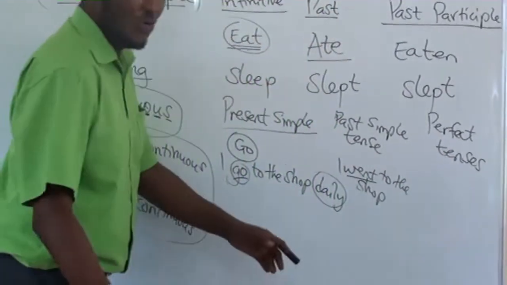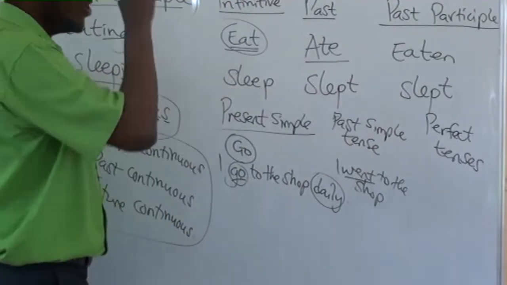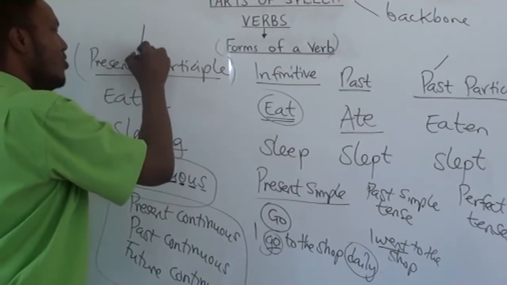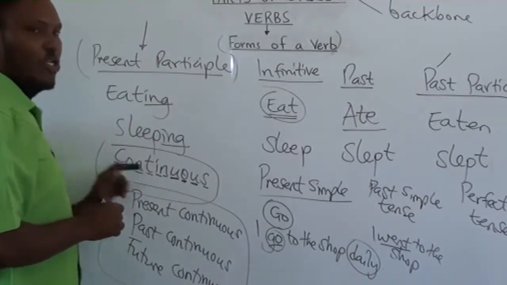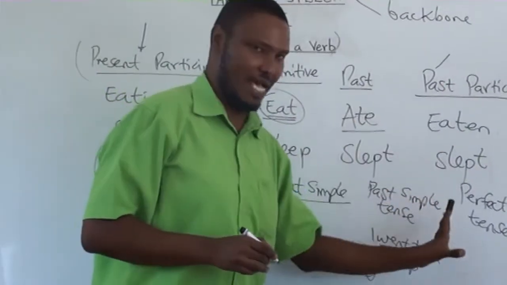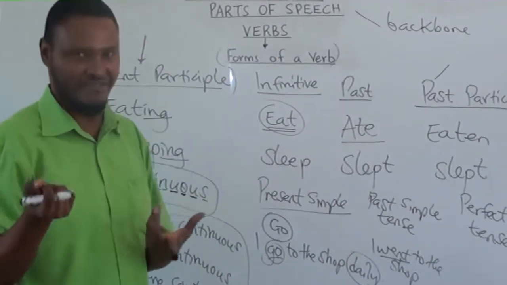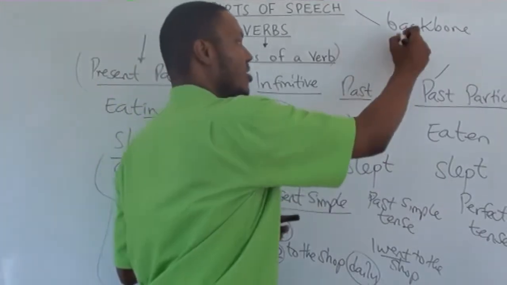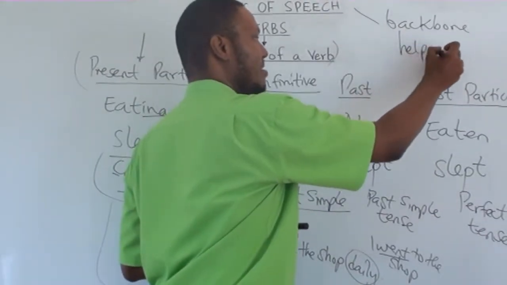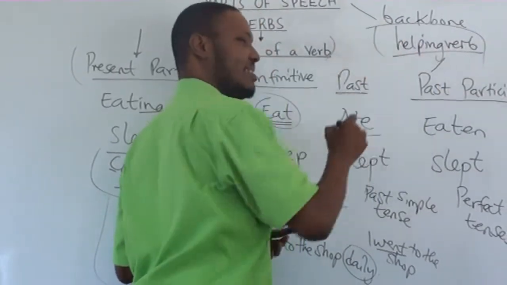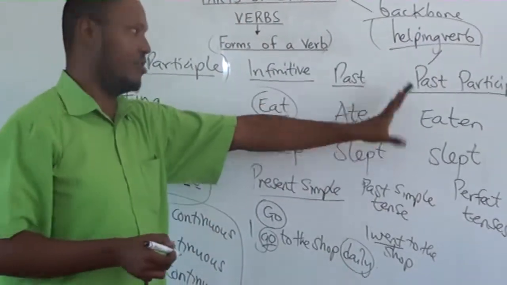Now, dear pupils, when you are using the past participle and the present participle, I want you to understand something. You will not use the verbs the way they are. There is something you're going to add, something called a helping verb. We have a helping verb to help you in forming the different tenses. You're going to use a helping verb.